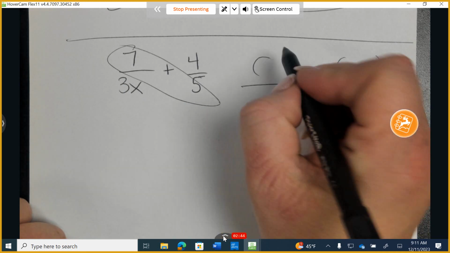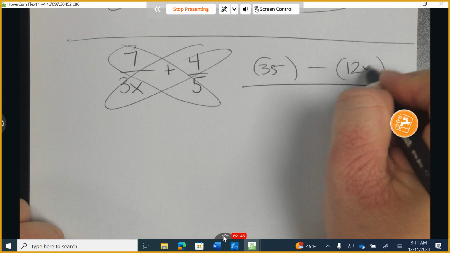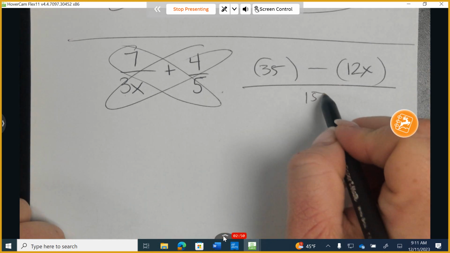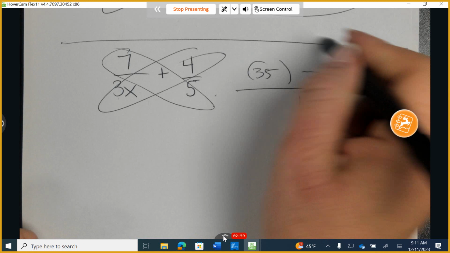7 times 5 is 35. 4 times 3x is 12x. Multiplying the bottoms to get 15x. There is nothing more I can do with this problem to break it down. This is my final answer.